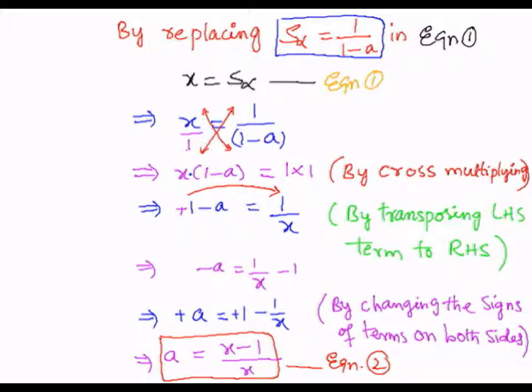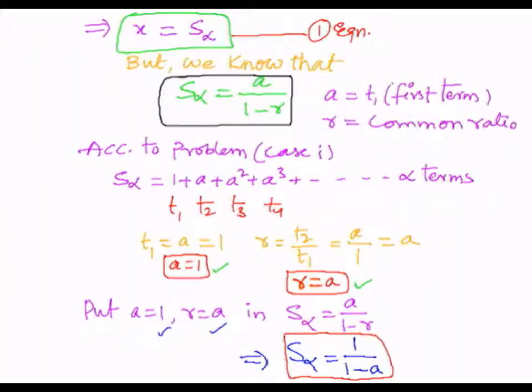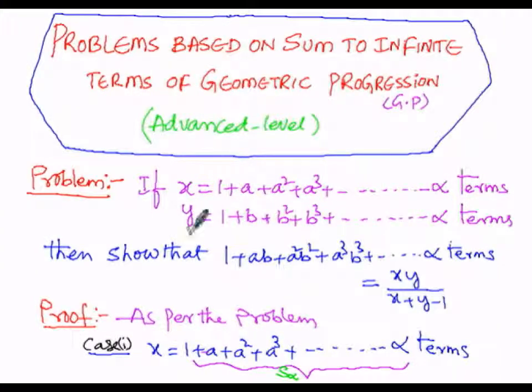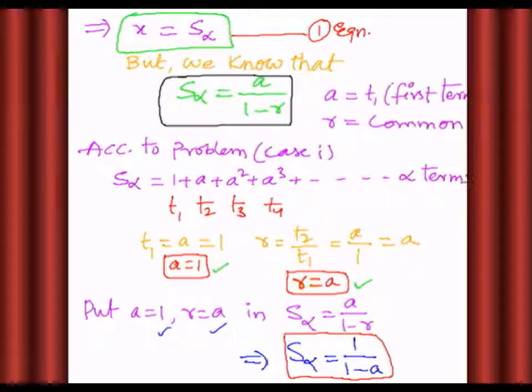So in the second case, here we have to assume y equals 1 plus b square plus b cube up to infinity. This is the second case. Now case number 2: we assume y is equal to 1 plus b square plus b cube plus so on, up to infinite terms.